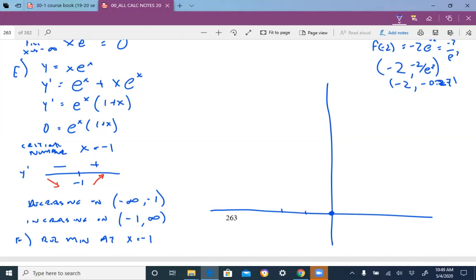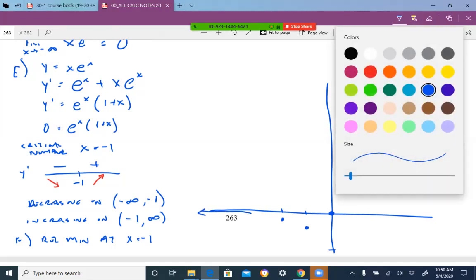We could make this, there's negative 1 down there. So we have this minimum at negative 1, and then negative 0.37. And we have a point of inflection at negative 2 comma negative 0.27. We know that we have a horizontal asymptote as we go to the left. So this is going to continue in this direction.